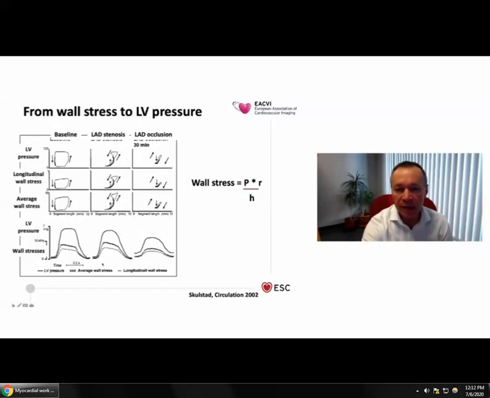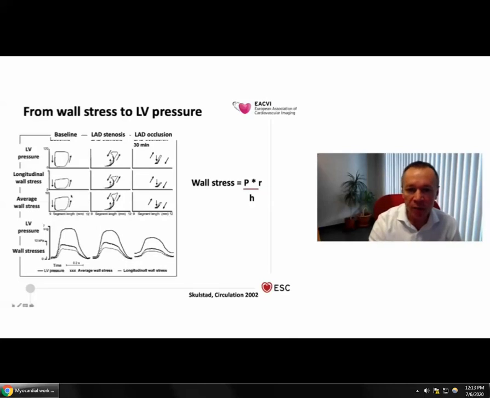What about the y-axis? Y-axis is regional wall stress, which is very challenging to measure even in the experiment. And there is no method to measure wall stress directly in the clinical setting. In the work of Skulstad, intracavitary left ventricular pressure measured by tip manometer catheter was used as the surrogate of regional wall stress. And he has validated this approach. And again, you can look at the loops and they look comparable using both approaches.